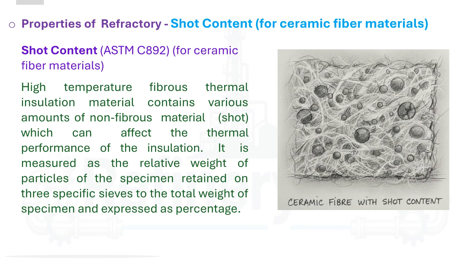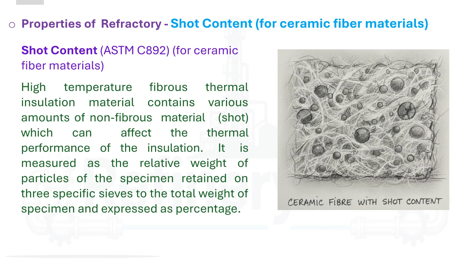More short means fewer effective fibers doing the job. Short also makes the product harder and less compressible. It increases thermal conductivity since short conducts heat better than the air-filled fiber spaces. And it creates weak points in the structure. To measure short content, engineers use the ASTM C892 test method. A sample of ceramic fiber material is taken and passed through 3 sieves with defined openings.